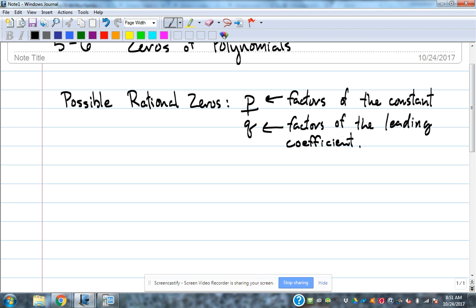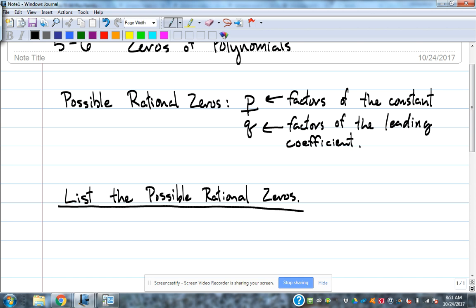Okay, so what we're going to be able to do is first just list the possible rational zeros. Not even going to find any yet. We're just going to list the possible ones. That P over Q list.